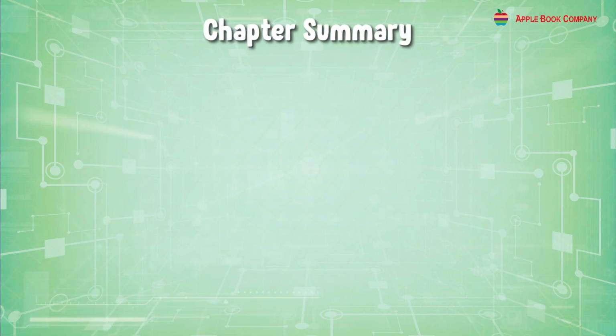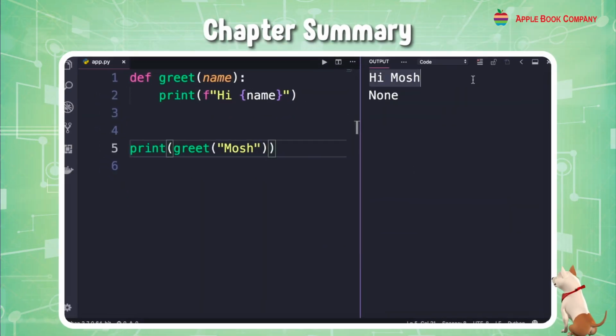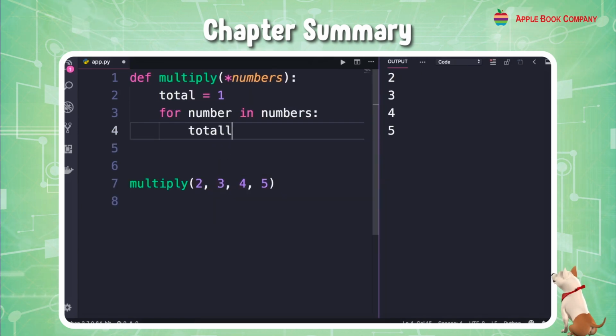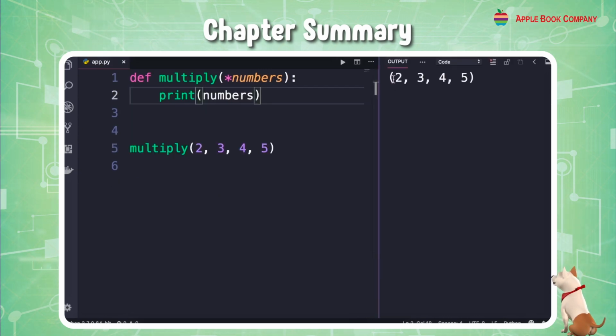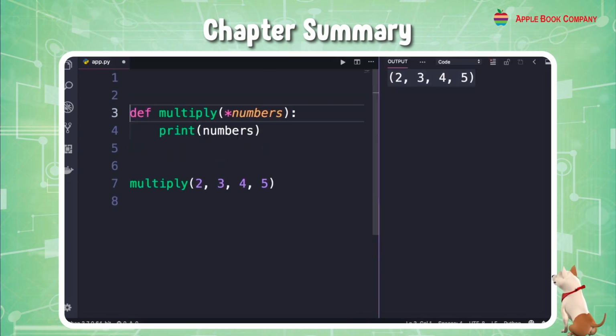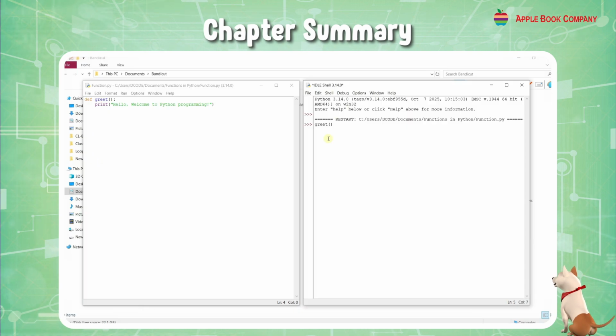Now let's get into the chapter summary. A function is a reusable code segment performing a specific task. Python has built-in and user-defined functions for various operations. Use the def keyword to define a user-defined function in Python. Functions can accept parameters to process the input data.